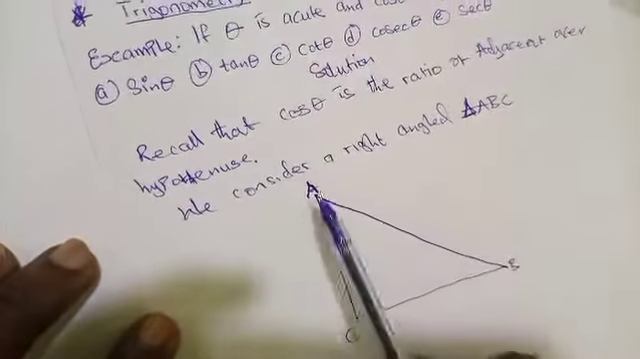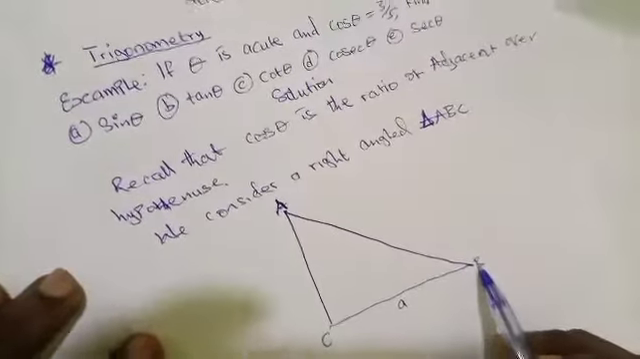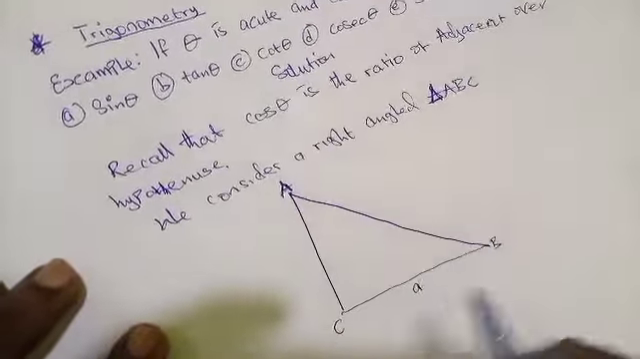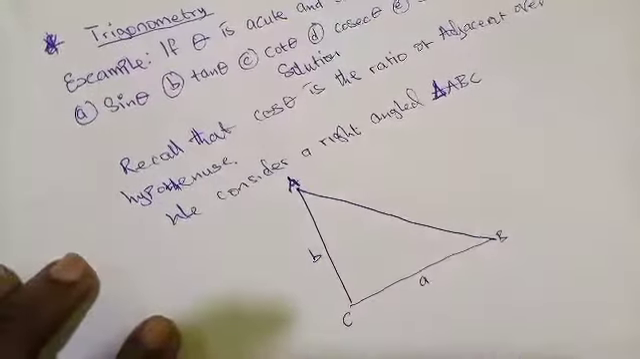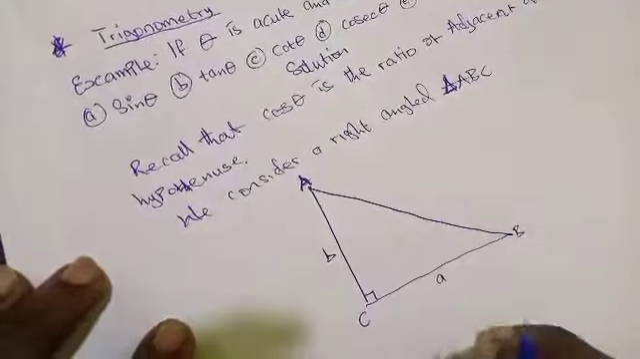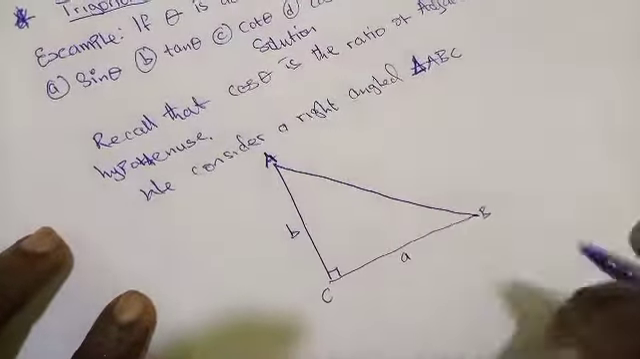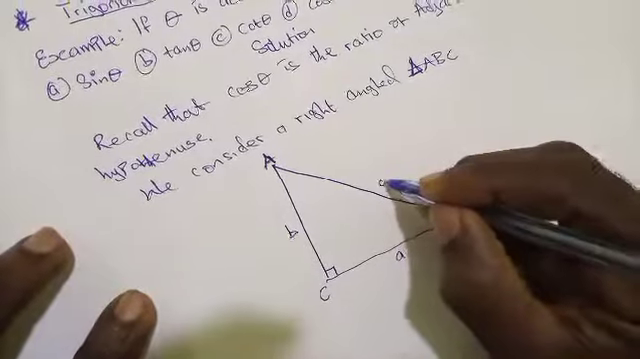So since here is our A, here will be our small a. Since this is our B, this angle at B, here it will be our small b. And here is the angle of C, which is the right angle, which is 90 degrees, and here it will be our small c.